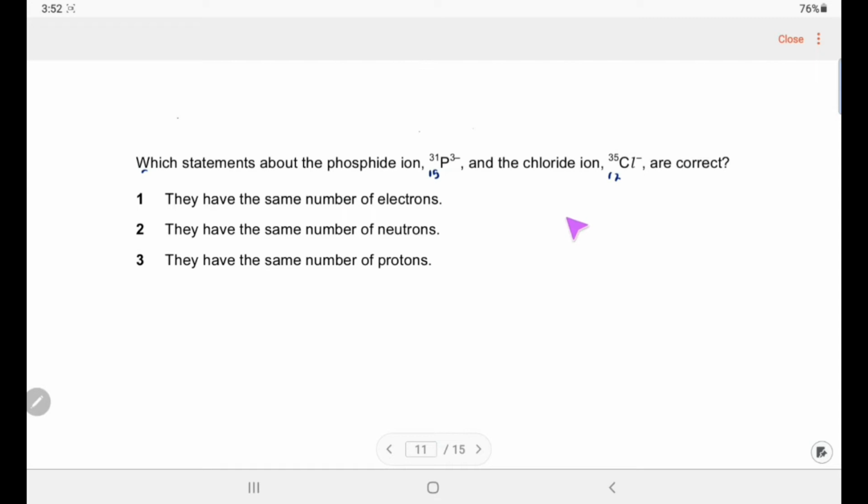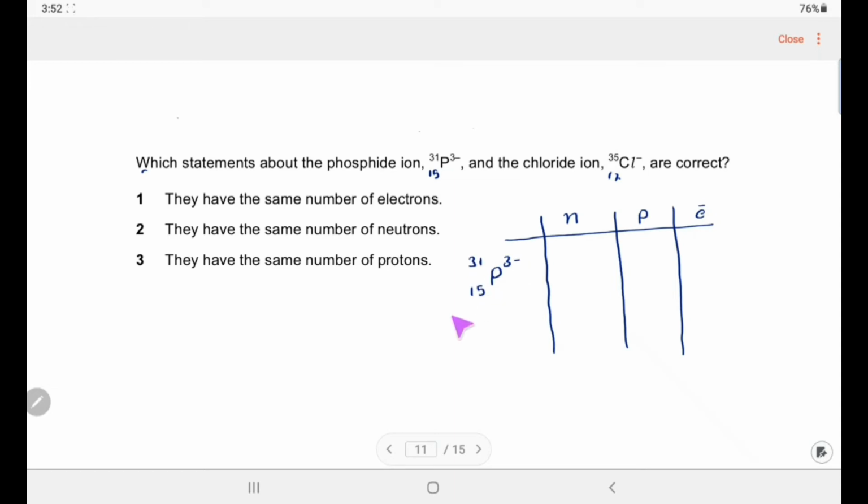Now, finding the neutrons, protons, and electrons, we will find these with the help of this table. This is the phosphide ion, with nucleon number 31 and atomic number 15. To find the neutrons, 31 minus 15 becomes 16. To find the protons, its atomic number is 15, so there are 15 protons, straightforward. Now to find electrons, it has 15 of its own electrons and 3 extra electrons gained, so 15 plus 3 becomes 18. This was for the phosphide ion.